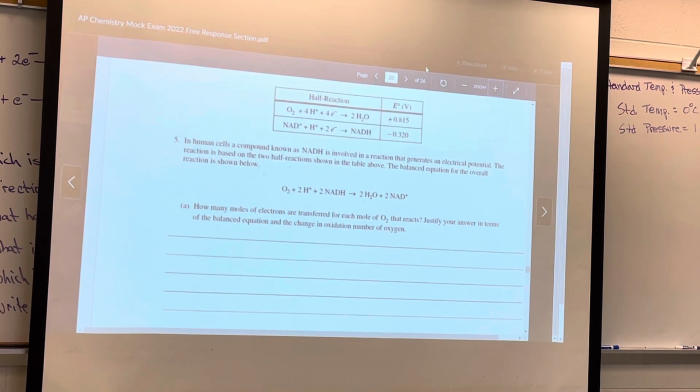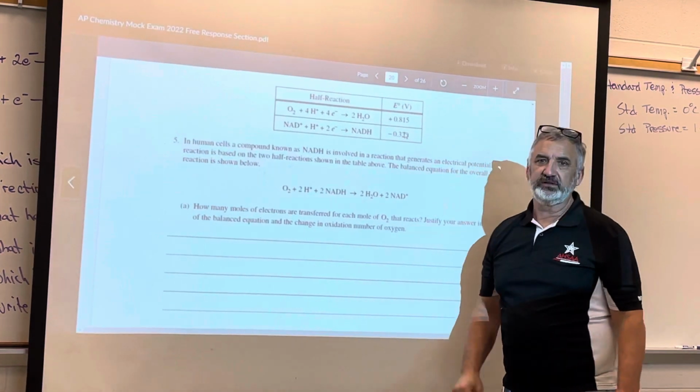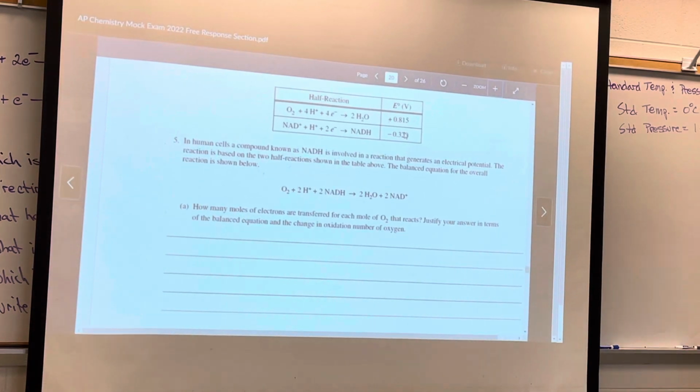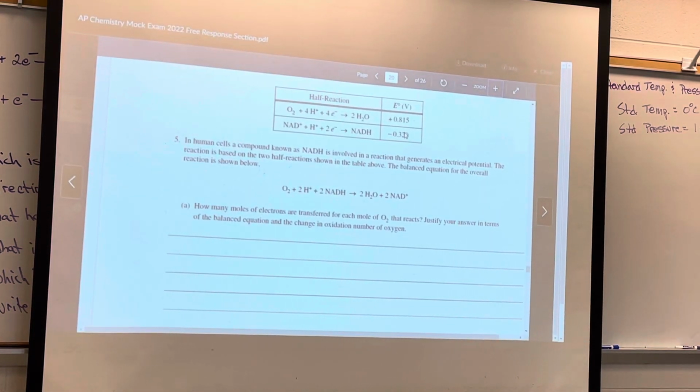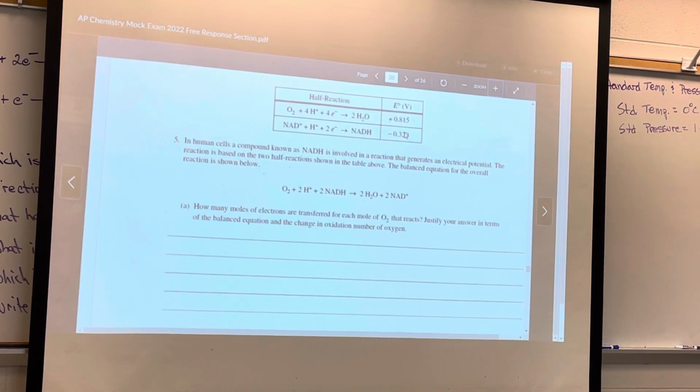Now, the next one is calculate E cell. So most of y'all got this, but how do you calculate E cell? Reduction. So it's just 0.815 minus the negative 0.32. I can't see, I have my arrow on it. Is it a 0 or 9? How many votes 0? Zero.